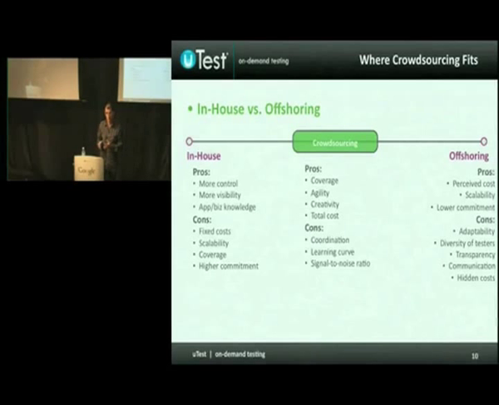It requires a high level of coordination. There is some learning curve, so I need to be repetitive in the tasks that I give, so the crowd learns my application and the way I want them to report bugs and issues. And there is a signal to noise ratio that goes down over time, but this is something that I need to learn to deal with as time goes by, until my virtual testing team learns the application and does it correctly.